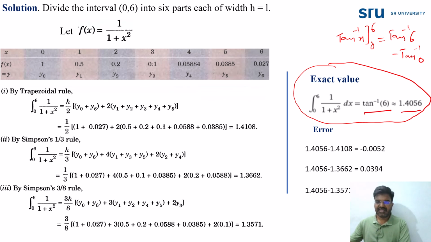Now you can see that by using the trapezoidal, Simpson one-third and Simpson 3/8 rules, we are getting approximate values, not the exact value. This is the exact value. Direct integration gives the exact value. The difference between approximate and exact is called error. In every method, you can see what the error is in trapezoidal, Simpson one-third and Simpson 3/8.